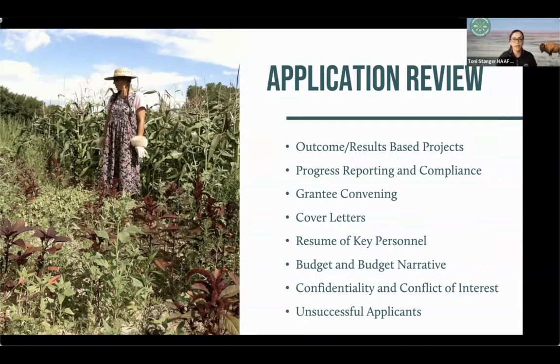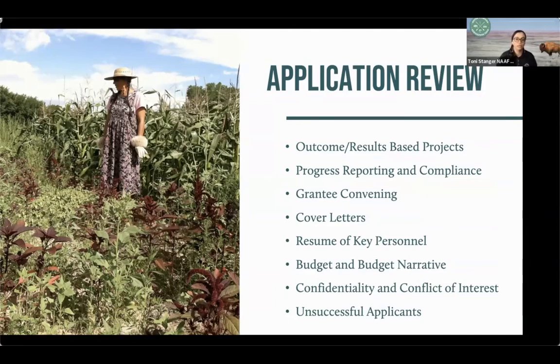We ask that you have cover letters. Your cover letters and other aspects of your application, some of it are required and some of them are optional, but it just gives us more information. It's an opportunity for you to further explain to us who you are and what you want to accomplish, or who you're working with to accomplish those goals. Make sure that all those attachments are in PDF and they are included. The resume of your key personnel.